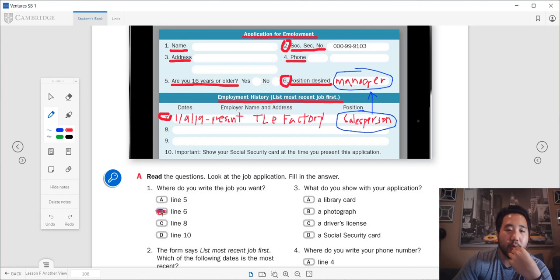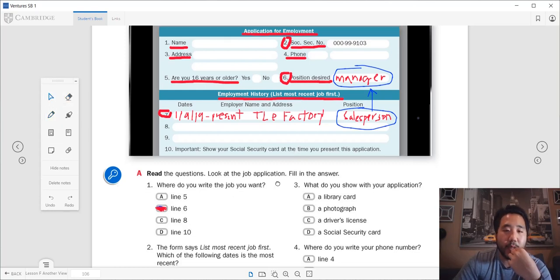And just to make sure, let's go over line 8 and line 10. So line 8, as I mentioned before, is employment history. This is where you're going to write the jobs that you've had in the past. So it has nothing to do with the job that you want. In line 10, this is important. Show your social security card at the time you present this application. So it's just extra information that you need: when you're applying with this form, you need to have your social security card with you. Okay, so the answer is B.